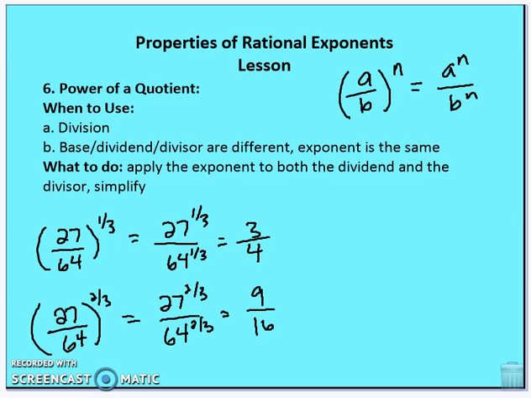It works again in both directions. So a over b to the n is the same as a to the n divided by b to the n. So 27 over 64 to the 1/3 is the same as 27 to the 1/3 divided by 64 to the 1/3, which ends up being 3 over 4. 27 over 64 to the 2/3 is the same as 27 to the 2/3 divided by 64 to the 2/3, which is 9 over 16.